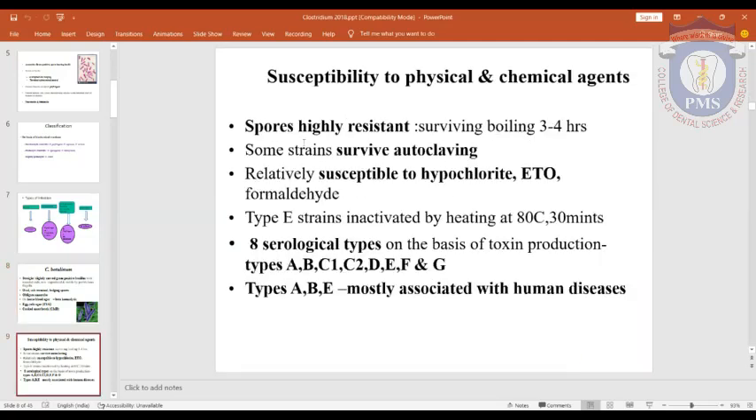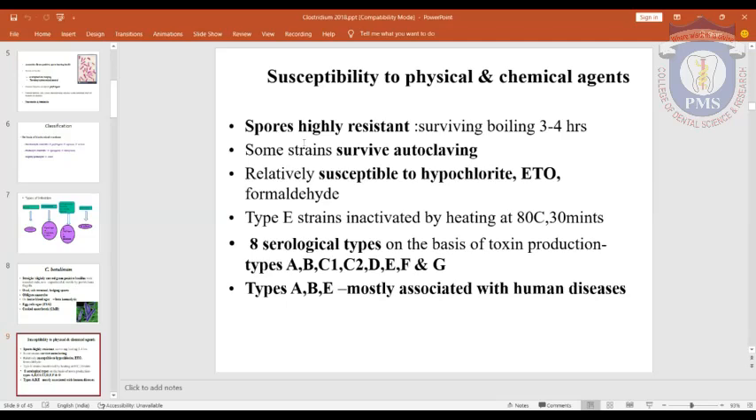Susceptibility to physical and chemical agents. The spores of Clostridium are highly resistant. They survive boiling of about 3 to 4 hours. Some strains survive autoclaving, and are resistant to radiation, UV light, alcohols, phenols, quaternary ammonium compounds, etc.